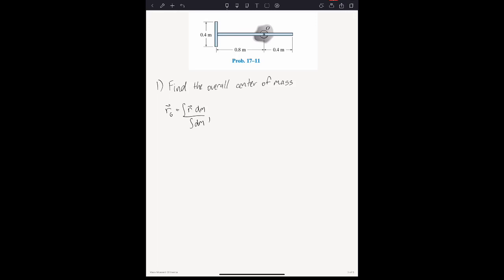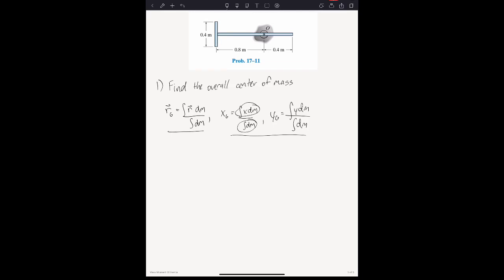So we could write this instead that xg equals the integral of x dm divided by the integral of dm, and also y of the center of mass is equal to the integral of y dm divided by the integral of dm. These two equations are the same as this one equation. They're the same. So I need to perform this integral for the overall shape. That's what I need. The bottom's easy. The bottom is just the total mass.